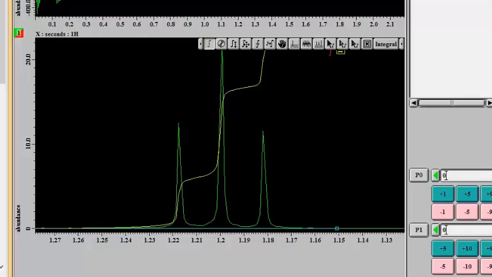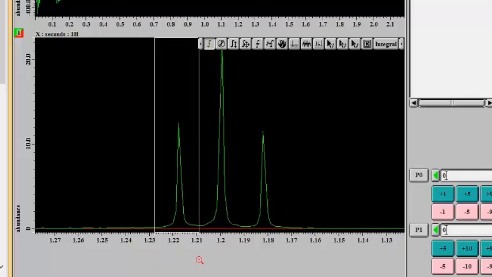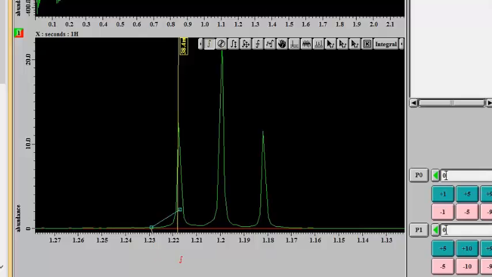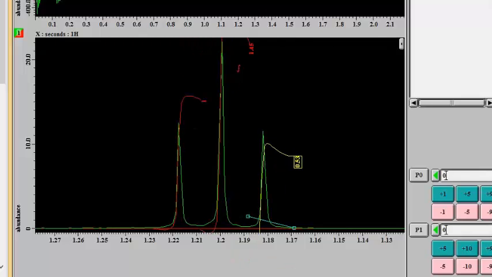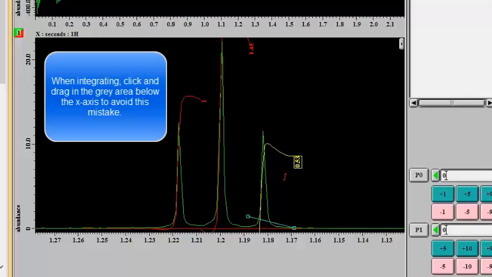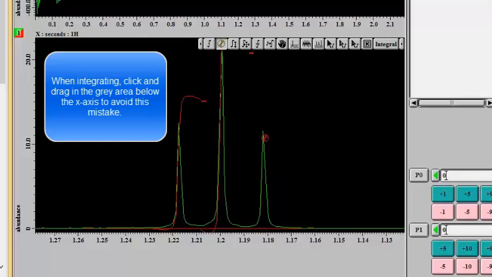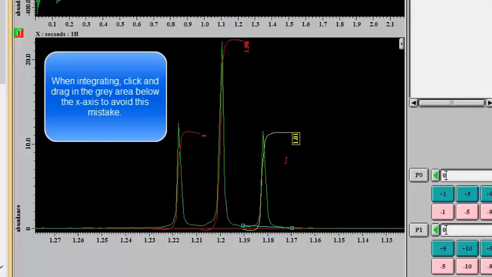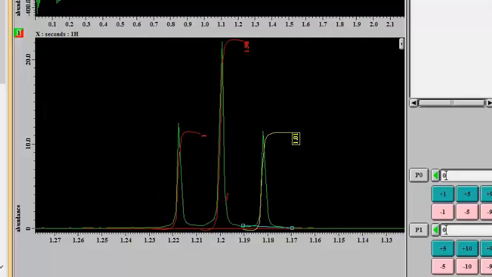Let's go ahead and get rid of this. Oops. And I'm just going to integrate each one of these individually. There. We have 1 to, oops. Oh, that's because I did a bad job with integrating. There we are, 1 to 2 to 1. So the ratio is 1 to 2 to 1.